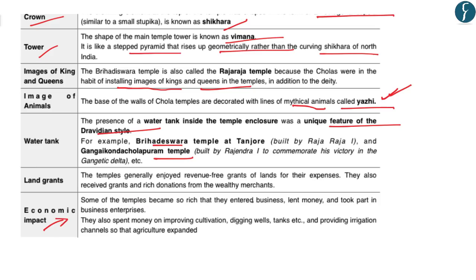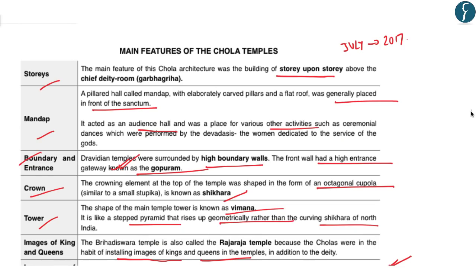This temple also had certain economic impact. Some of these temples became so rich that they entered business, lent money, and took part in business enterprises. They also spent money on improving cultivation, digging wells, tanks, etc., and also providing irrigation channels so that agriculture can be expanded. So we saw all the main features about the Chola architecture.